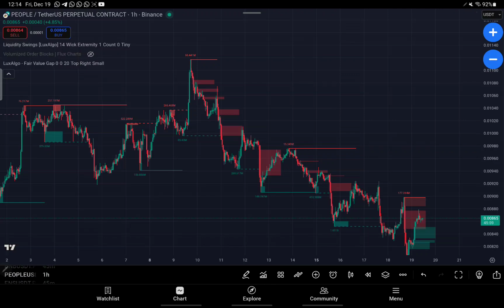So with this liquidity swing by Lux Algo and the fair value gap, you are going to be taking amazing trades. So I'm going to be explaining to you how to use this.